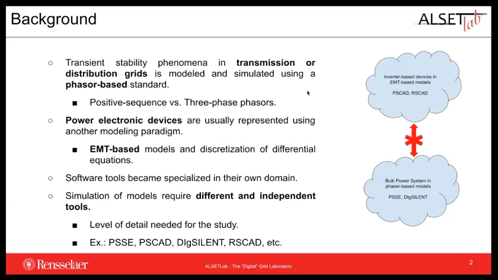Transient stability phenomena in transmission and distribution systems is usually studied using phasor-based models, while power electronic devices are usually simulated using electromagnetic equations and discretization of differential equations. And because of that, the tools are usually specialized in one paradigm, and analysis is conducted in different and independent tools.